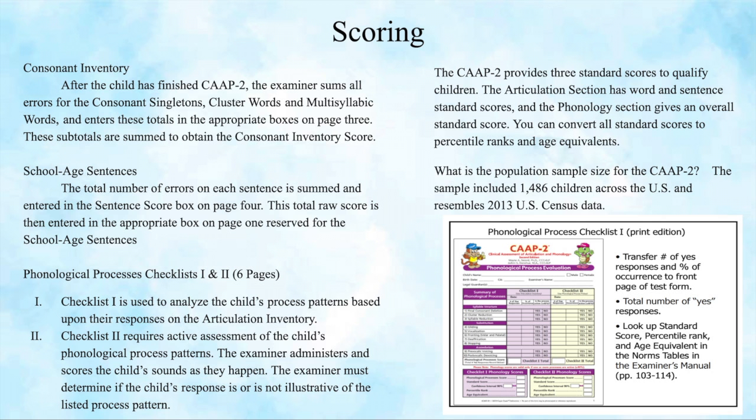So scoring. The articulation section of scoring is going to include the consonant inventory and school-age sentences. The phonological processes section is going to pertain to checklist 1 and 2.